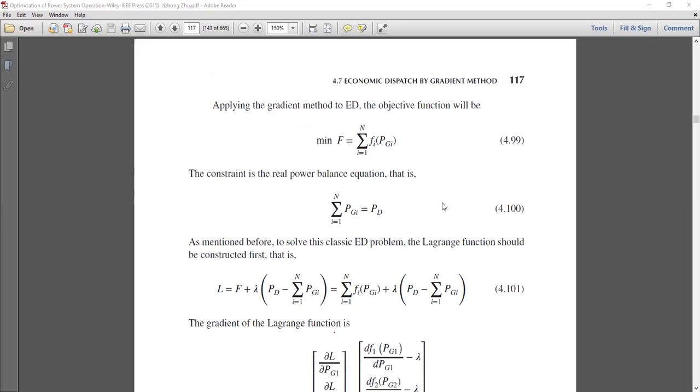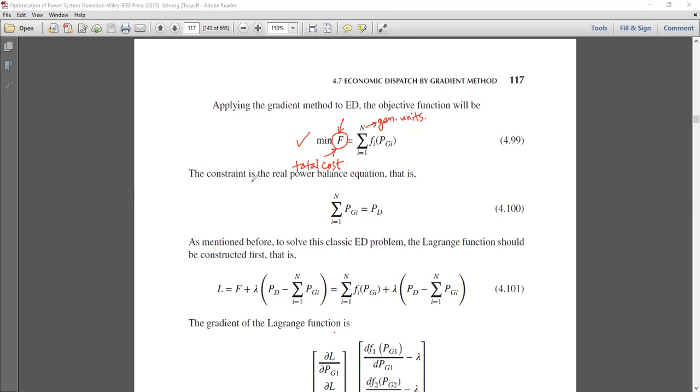Okay, so now we apply the gradient method to the economic dispatch problem. This is the old thing. Our target is to minimize the objective, the total cost function. If you have n number of generating units in the economic dispatch problem, you take the cost function for each of the n units and add them up. That gives you the total cost, where Fi is the individual cost.